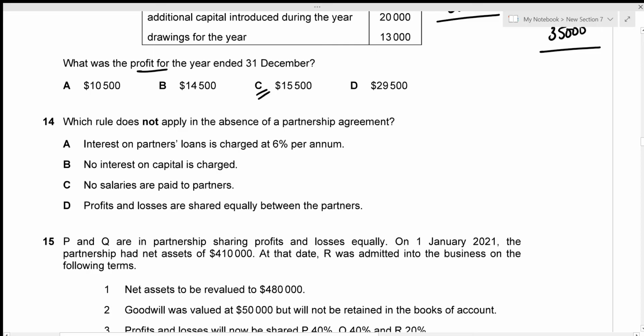Which rule does not apply in the absence of a partnership agreement? The first one is interest on partner's loan is charged at 6% per annum. This is incorrect. The interest is actually charged at 5%. The second one is that no interest on capital is charged. That's true. The third one is that no salaries are paid to partners. That's true as well. And the last one is that the profits and losses are shared equally between the partners. That's true as well. So our correct answer is going to be option A.